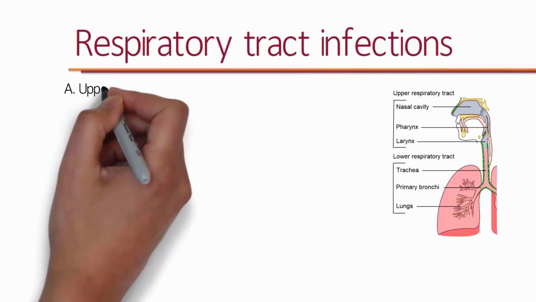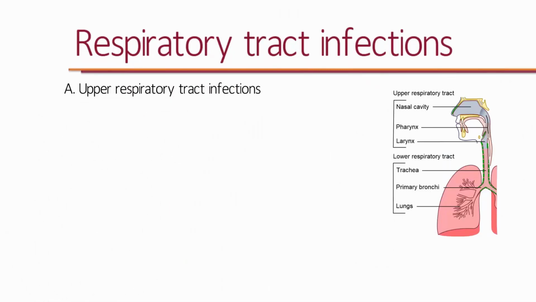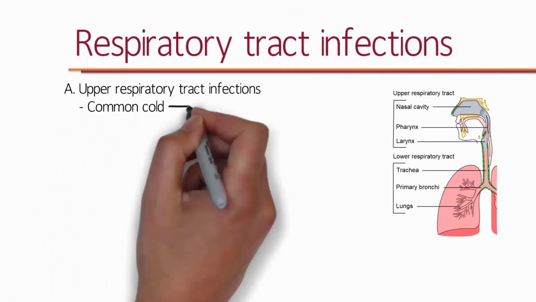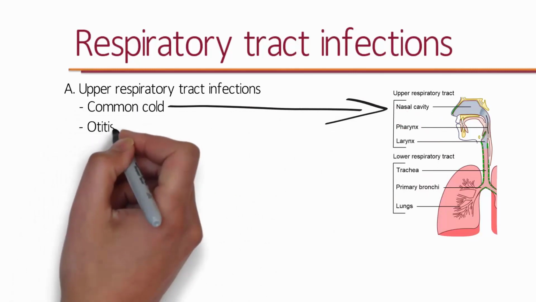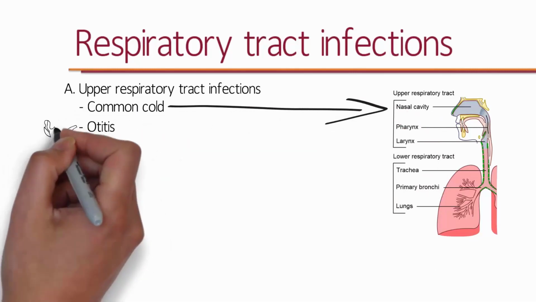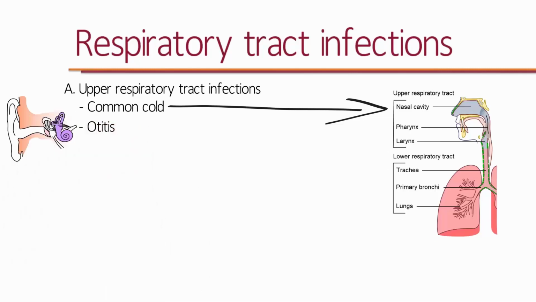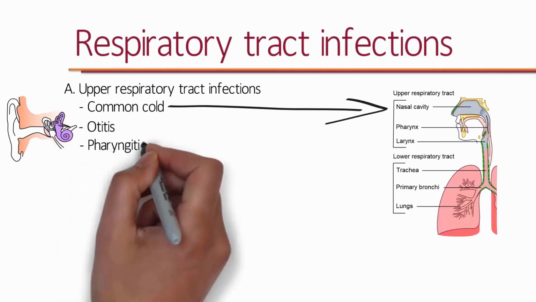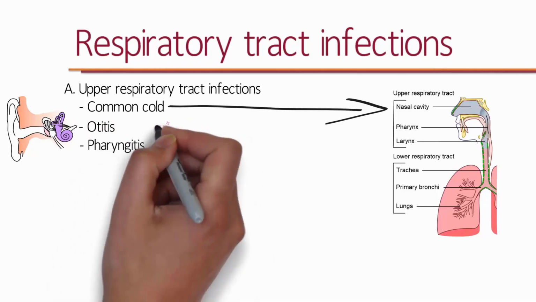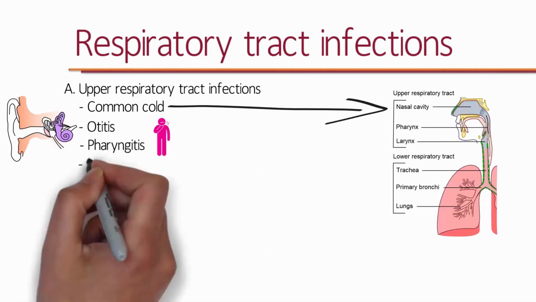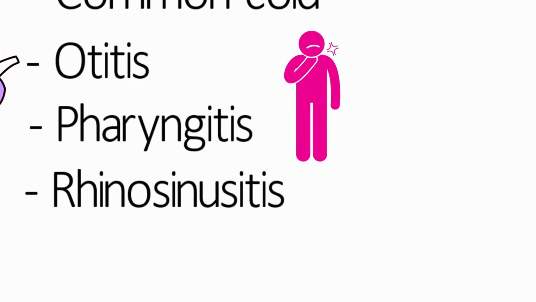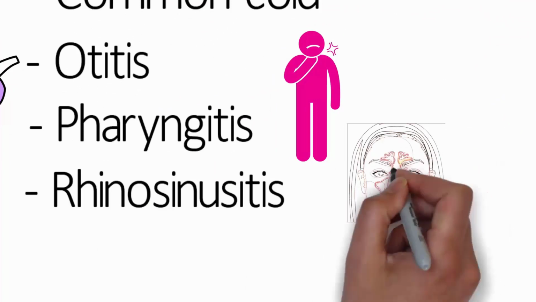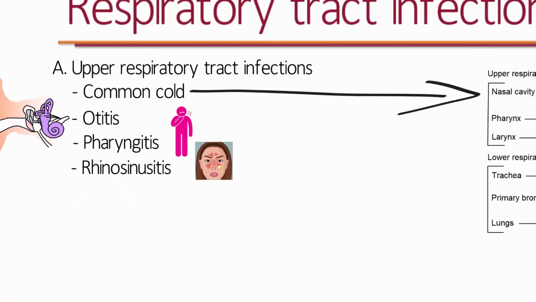Common cold, which is the most common upper respiratory tract infection, primarily affects the nasal cavity and the sinus area. Otitis, which is basically the infection of the ear, is also considered an upper respiratory tract infection. You can also have pharyngitis, which is the infection of the pharynx. Pharynx is, of course, the canal that connects the nose to the throat. And lastly, you can have rhinosinusitis, which is primarily the infection of the sinus cavity.